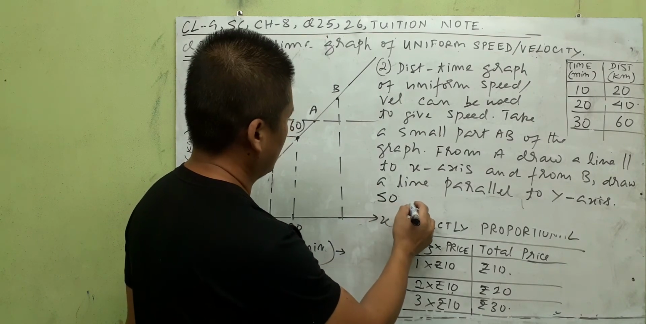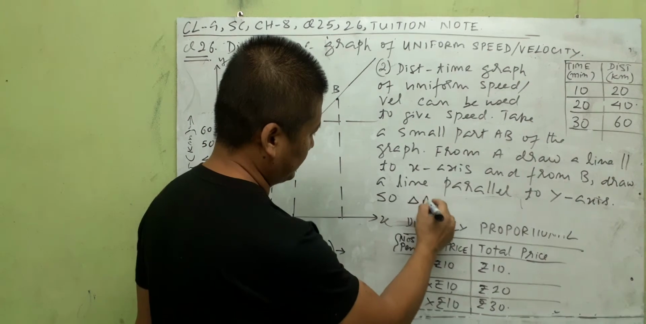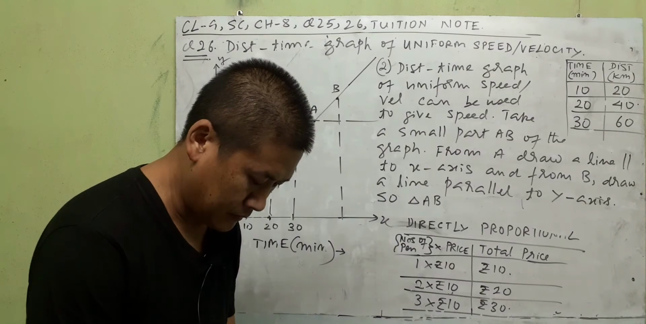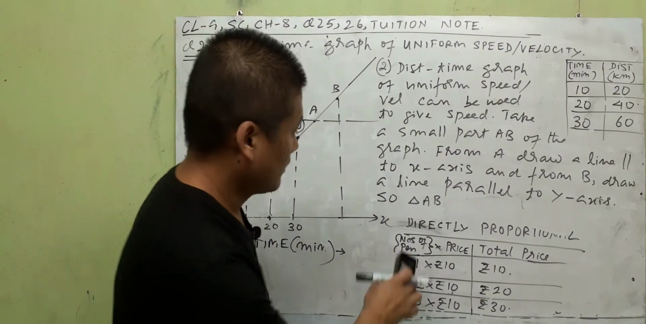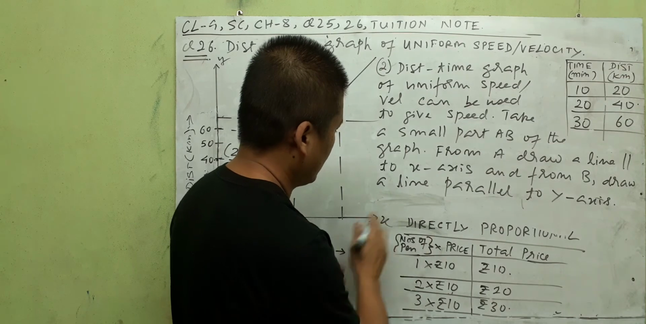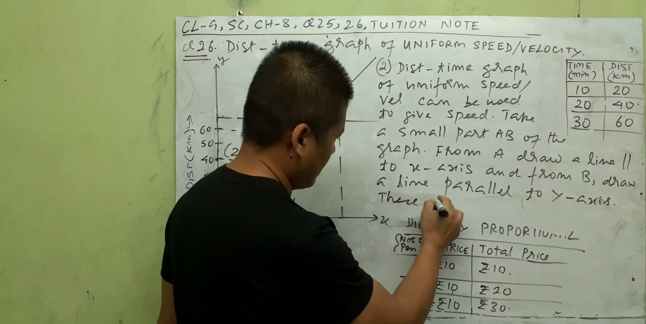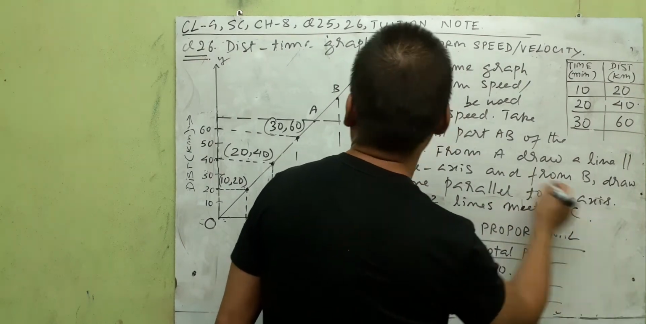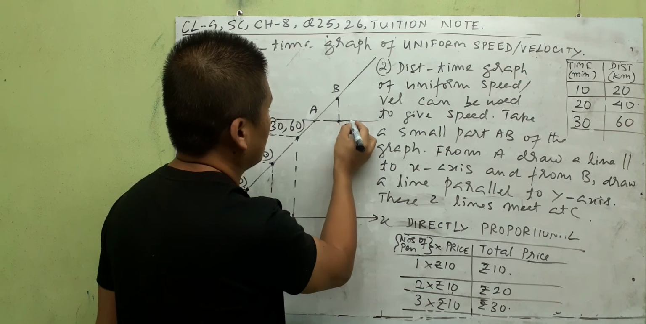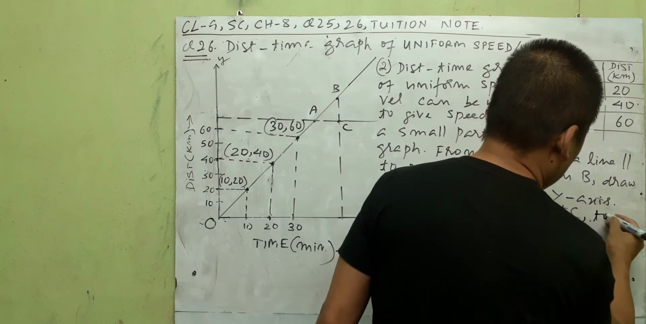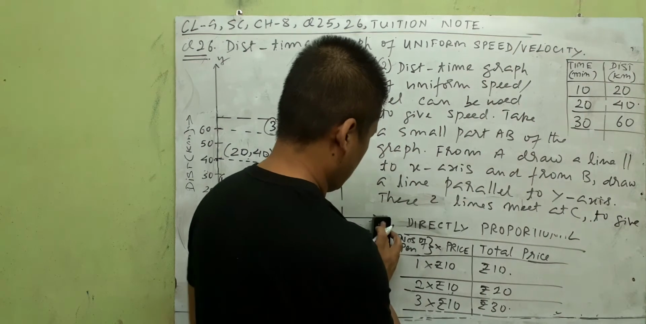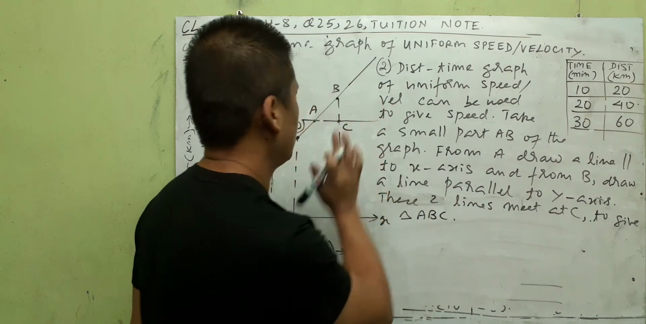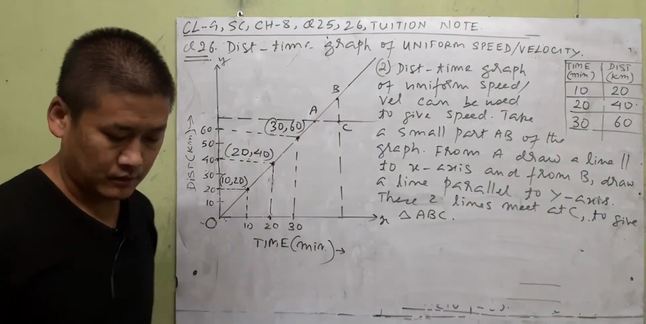So triangle ABC. Okay, so when you do that, what you get is that these two lines meet at C. Let's say this is the point, they meet here, C, to give triangle ABC, as you can see here, ABC.